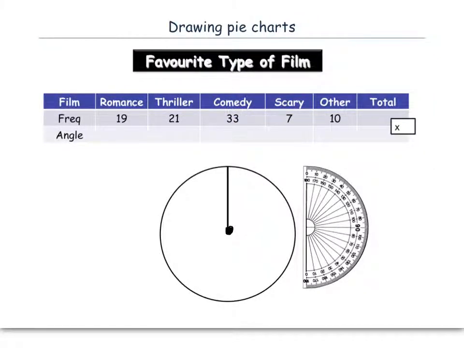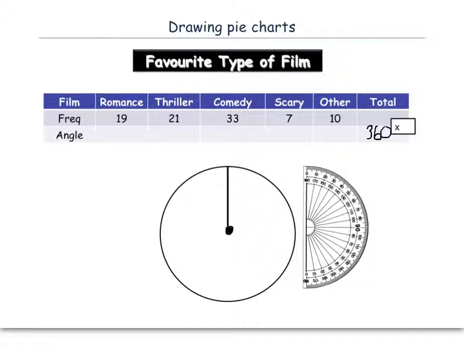Drawing a pie chart. Now, when you're asked to draw a pie chart, there's one really key bit of information you must remember. You must remember that the degrees around the point always add up to 360 degrees. And if you remember that fact, then it shouldn't be too difficult, hopefully, to draw a pie chart.